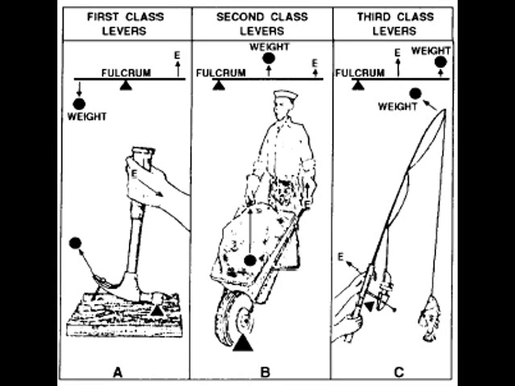There are different locations for each of these and different types of levers. There are three classes of levers. The first class is when the fulcrum is in the middle. The second class is when the resistance is in the middle. And the third class is when the effort is in the middle.